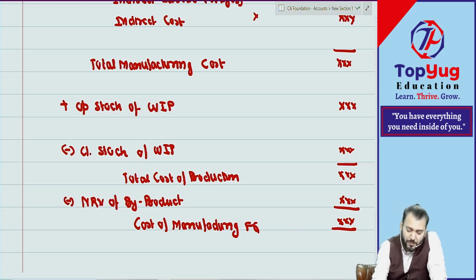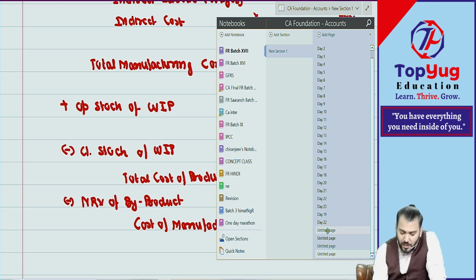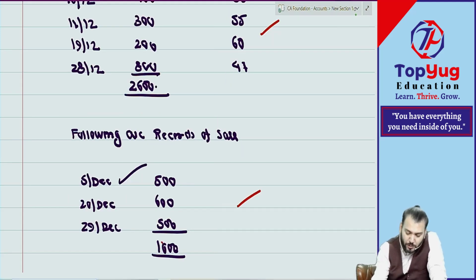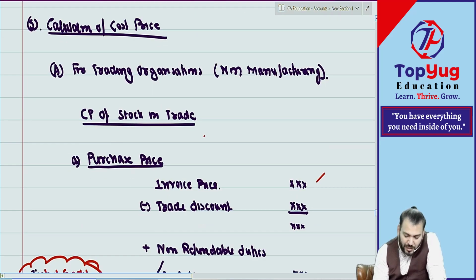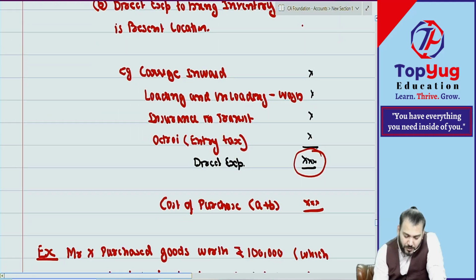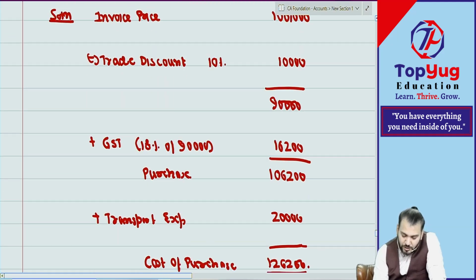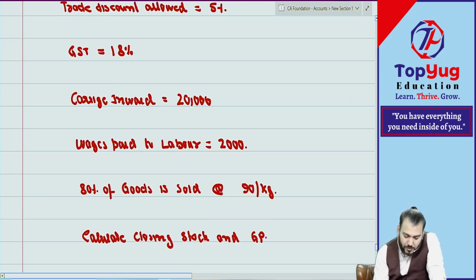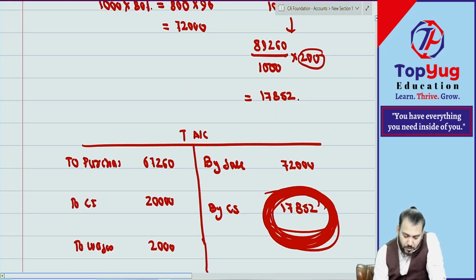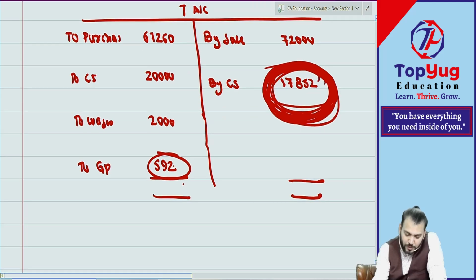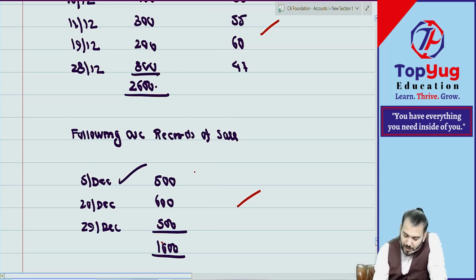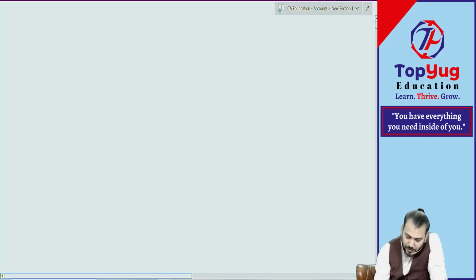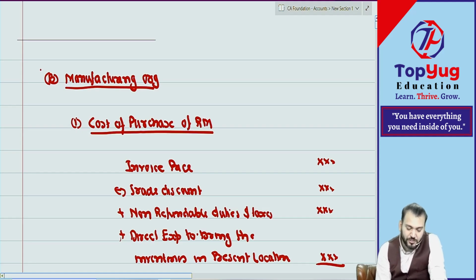If you remember, we have already discussed all these points in our inventory chapter. Let me come to the inventory chapter once. You can see we have done it for a trading organization. Then the class was over. The next day we came, and what did we do? Manufacturing organization. We have already done this. Cost of purchase of raw material.